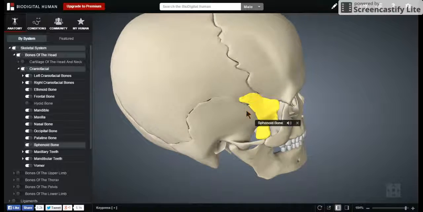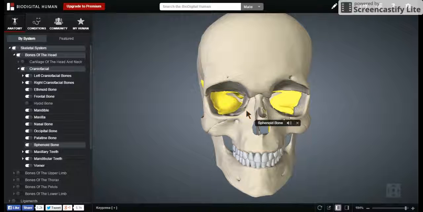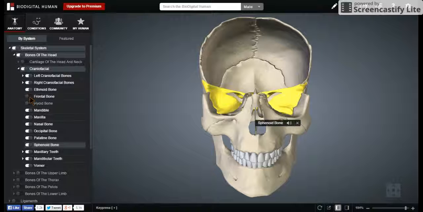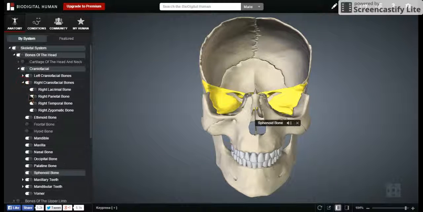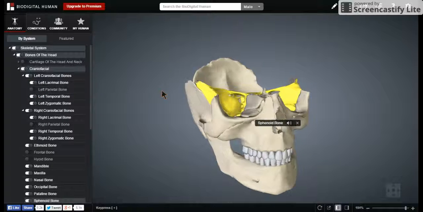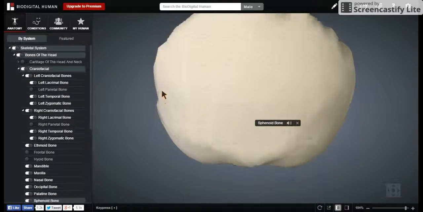So another view that I'm going to try and replicate, it's not going to be a perfect replication because I can't remove portions of bones. I'm going to remove the major bones of the skull, including the frontal bone that I've just removed, and the left and right parietal bones. So now the right and the left parietal bones are removed.